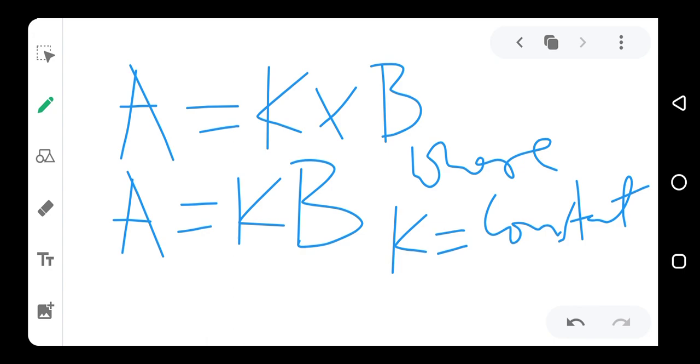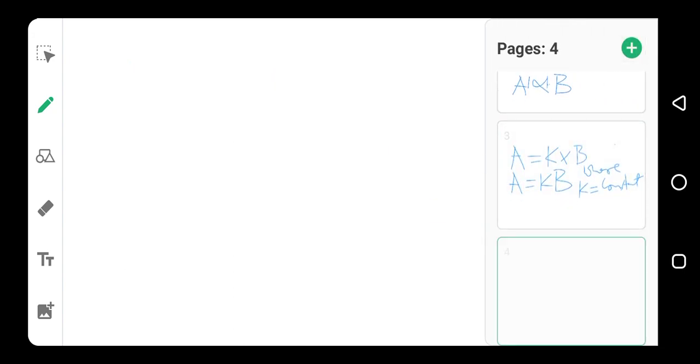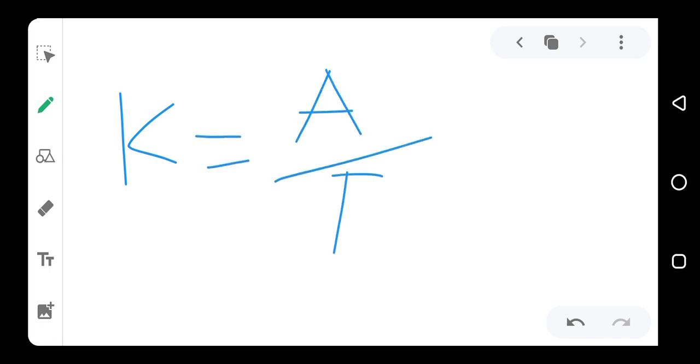Now we can make K stand alone. K is together with B. So if B is going to the other side, it becomes that K is equal to A over B. K is equal to A over B.